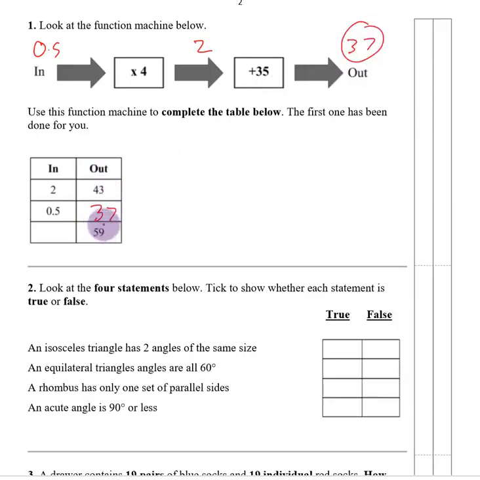Now we've got the number that's come out here, 59. So we need to put it at out, and we need to go back through doing the opposite of everything, the inverse. And then we will get the number that goes in. So 59, take away 35 first. So 59 minus our 35 leaves us with 24. So we're at 24 here, and then 24 divided by 4 will leave us with 6. So 37 and 6 to get the mark there.